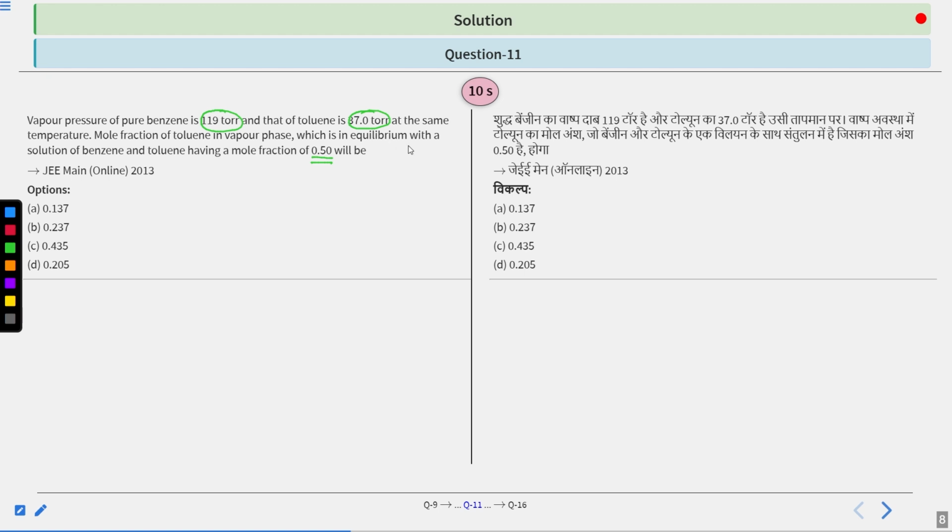And at the same time, what is given? The mole fraction of the solution of benzene and toluene is already given. This is 0.50. Now you may get confused about whom it is 0.50 for, since it is not stated here. But see, it is 0.50, it is half, and you know that the total is equal to 1. So for both of them it will be half. If the total is one and one has half, the other will obviously have half. You don't have to worry about which to assign it to. Clear? Now your options are 0.137, 0.237, 0.435 and 0.205. So your 10 seconds to solve this question starts now.